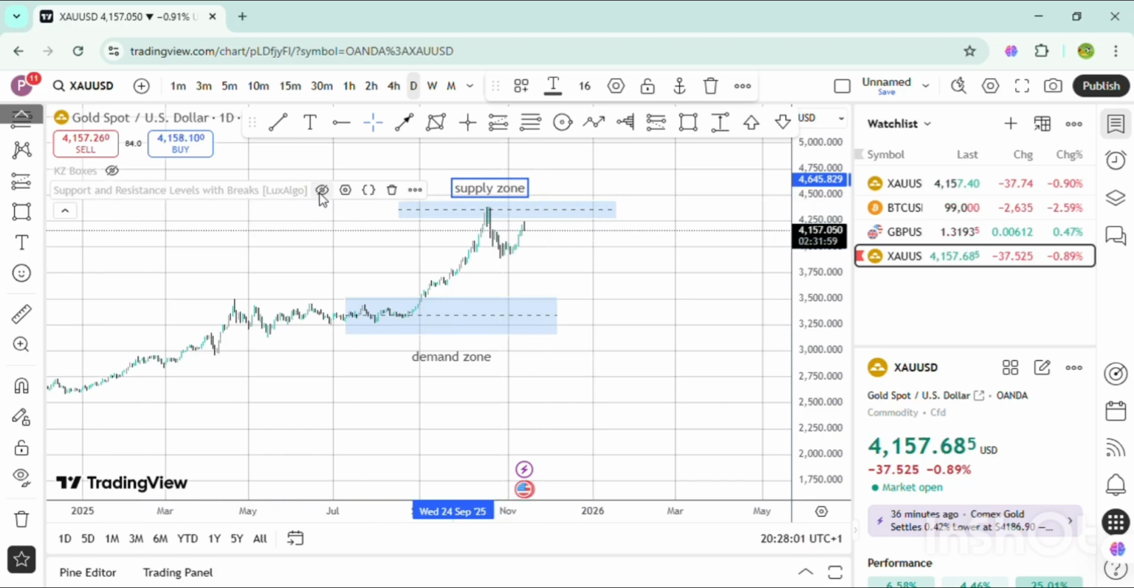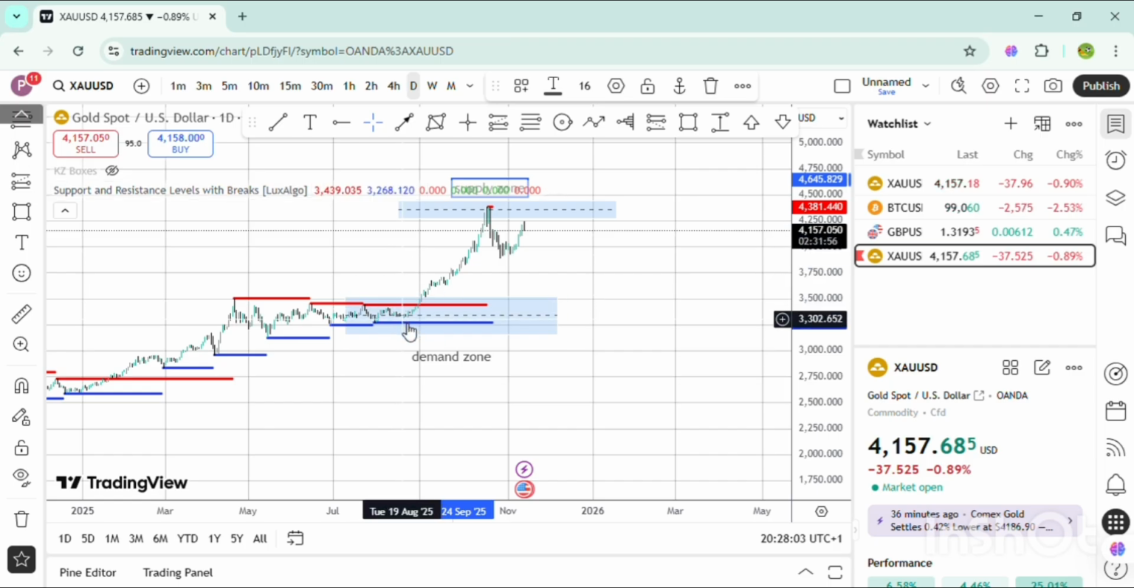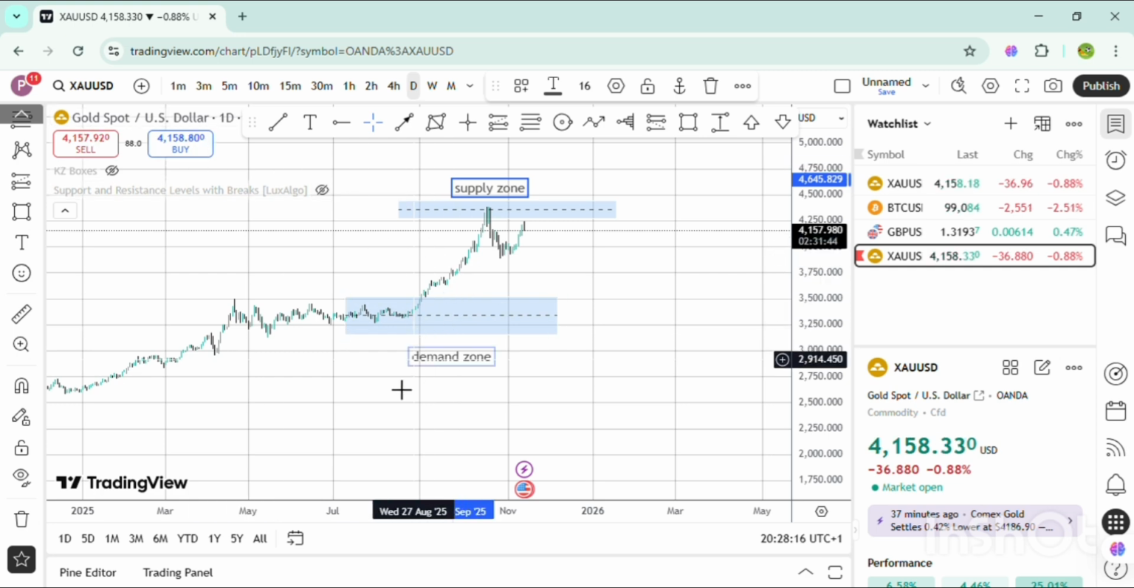This was the support and resistance indicator I used when I was a beginner. You can see the red side is the resistance, the blue side is the support. But I no longer use this indicator because that was when I was a beginner. So first you manually map out the demand and the supply zone.